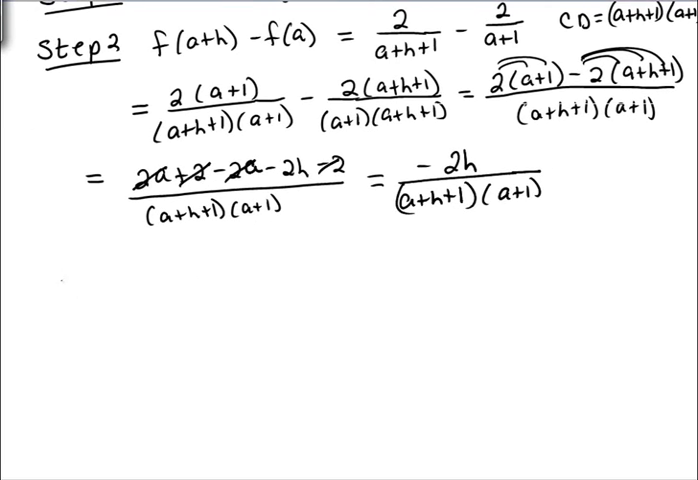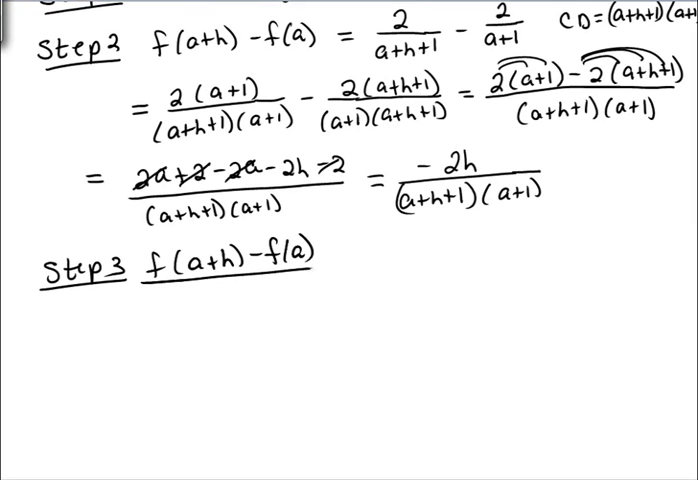Okay, so now we're on to step 3. Step 3 is to take this expression and divide it by h. This expression was f of a plus h minus f of a. We're going to take that and divide it by h. So negative 2h over a plus h plus 1 times a plus 1. And we're dividing this by h.